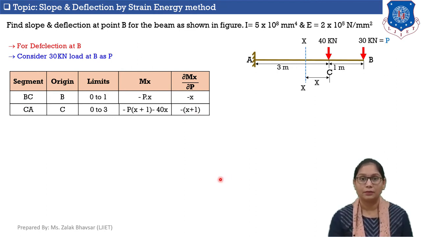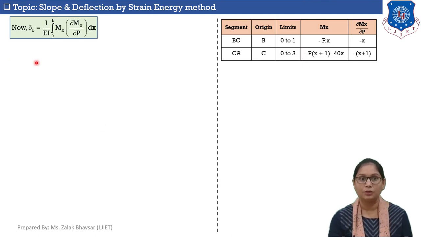Let's calculate deflection at point B using the equation. So here is the equation. Delta B is equal to 1 upon EI integration of Mx del Mx by del P into dx, limit 0 to L. For that, we will apply the equation to segment BC and CA separately, and then we will add them.